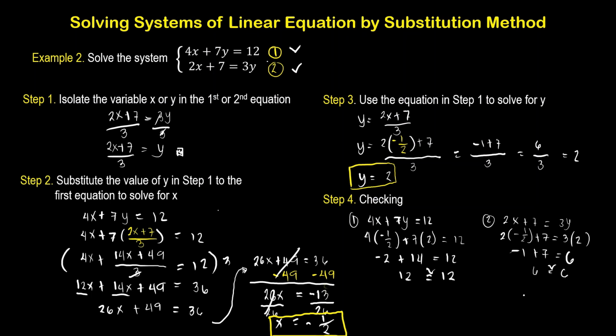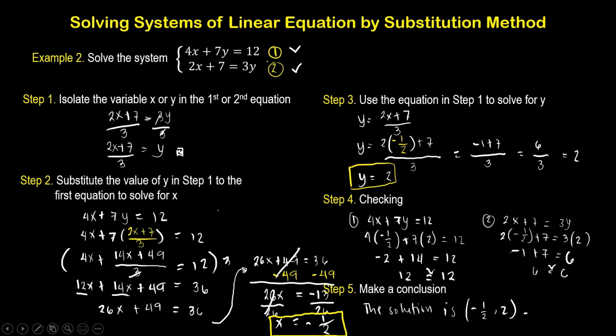So, therefore, for our conclusion, the solution to the given system is, of course, let's start with the x coordinate, which is negative 1/2, and the y coordinate, which is 2. So, that's the answer of our last problem or example. So, that's how you solve systems of linear equations if you are going to use the substitution method.